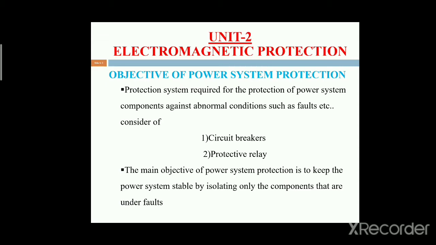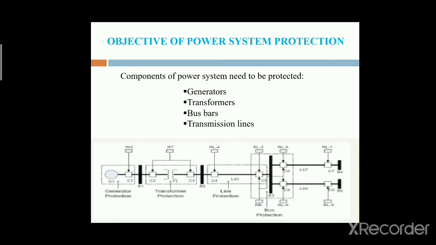In the case of a power system, the main protective devices are the circuit breakers and the protective relays. Next, there are various protections. In a power system, we require separate protections for the power system components.